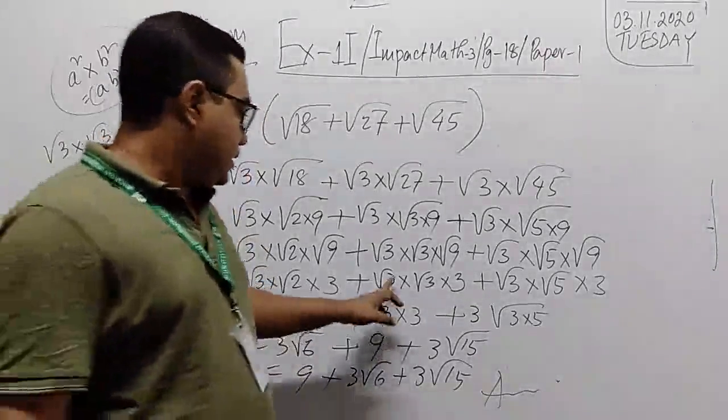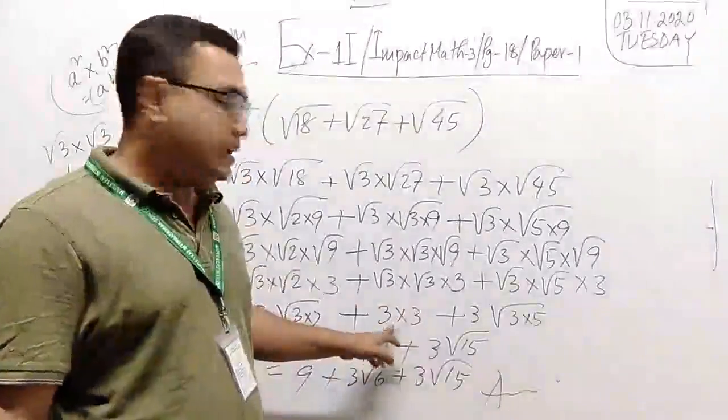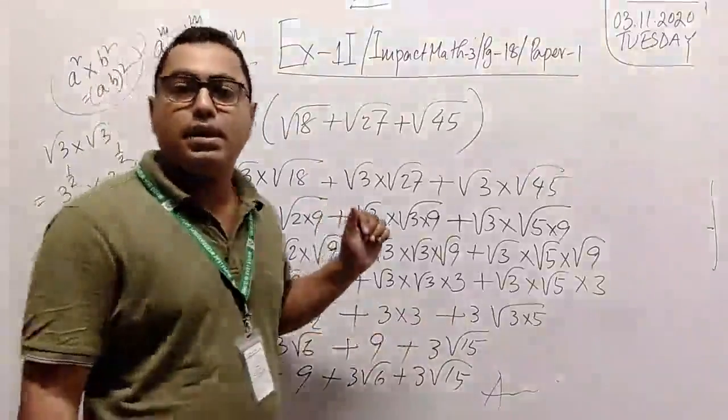Then here, square root of 3 multiplied by that 3 will give us this 3. And then this 3 is here. 3 times 3 is 9.